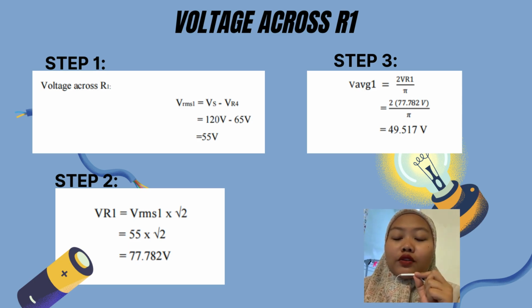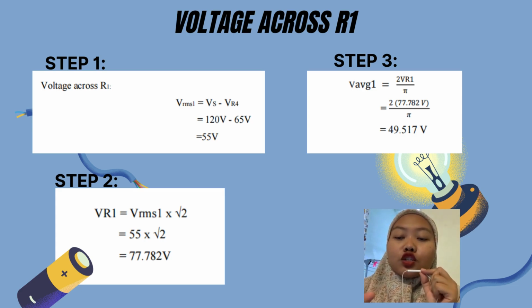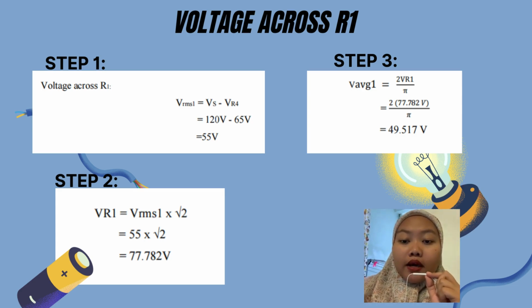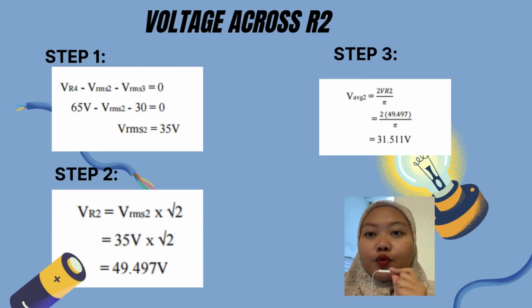And for the last step, to find out the V average one, we must apply the formula, which is V average one equal to 2 VR1 over pi, and we got 49.517 volts for V average one. Alright, next we want to determine the voltage across R2. For calculation of voltage across R2, we use another method, which is mesh analysis.